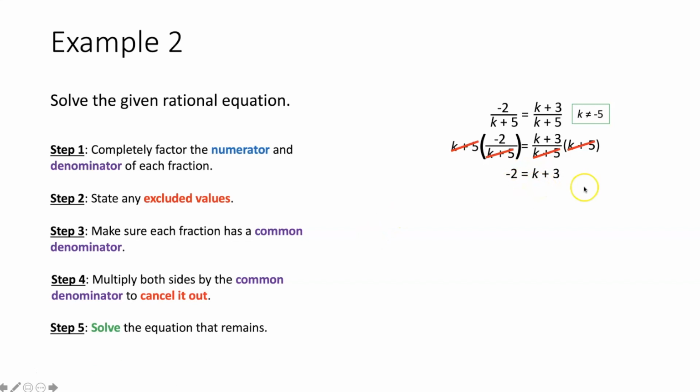That's going to be our last step. So how do I solve this for k? Well, I need to get my variables to the left, constants to the right. So to get this k over here, all I have to do is either subtract k on both sides or flip my equation.